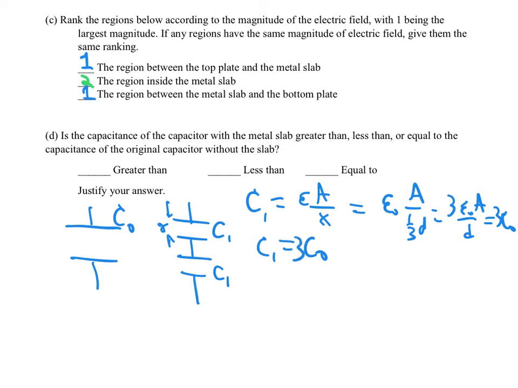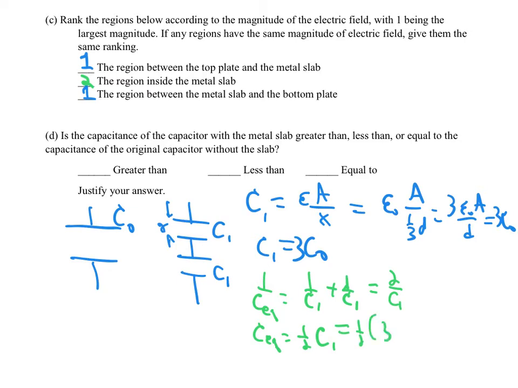Now 1 over the equivalent capacitance is 1 over C1 plus 1 over C1, which of course is 2 over C1. And so the equivalent capacitance is 1/2 of C1, which is 1/2 of 3C0, which is 3/2 C0, which is greater. So we get that it's a greater than.